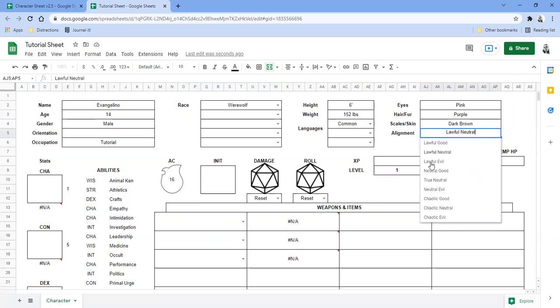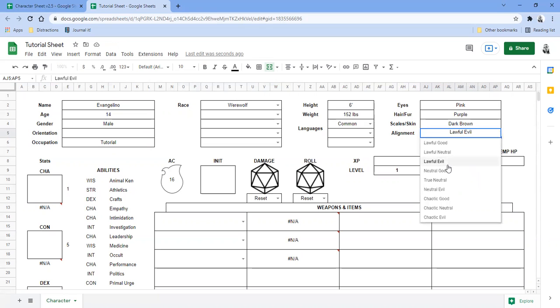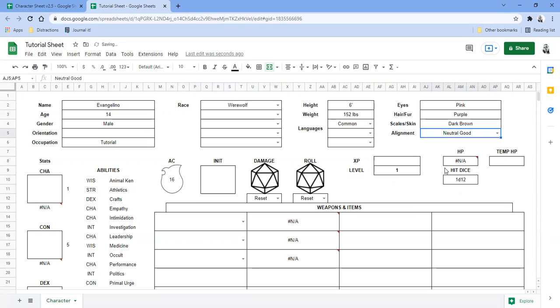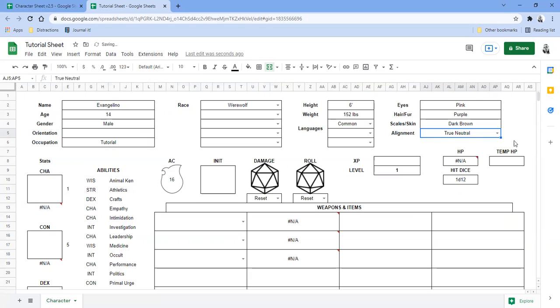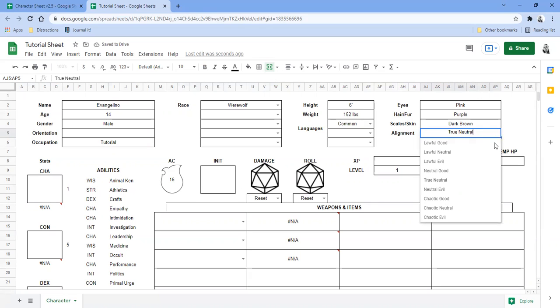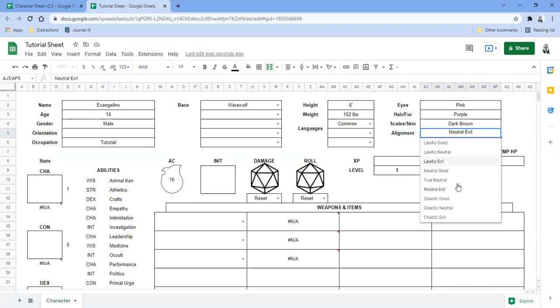Lawful evil. You follow the law to achieve your goals, and usually they're not very good goals. Neutral good, you'll do what you need to keep the peace and to keep everything going, right? True neutral, you really don't give a crap what happens. You'll do whatever you want. Neutral evil, doesn't matter if you're causing mayhem or obeying the law, you're out for yourself and you're off to do your evil deeds.